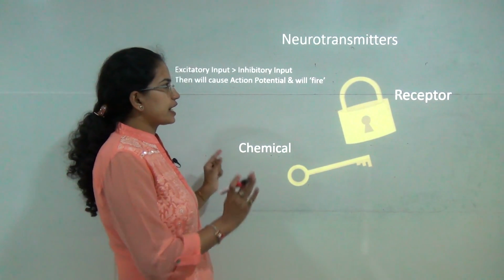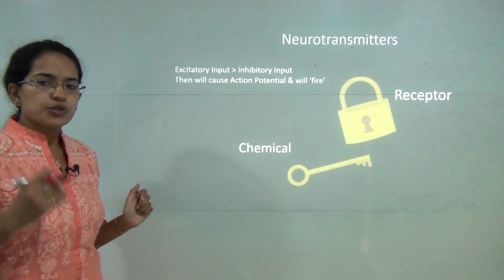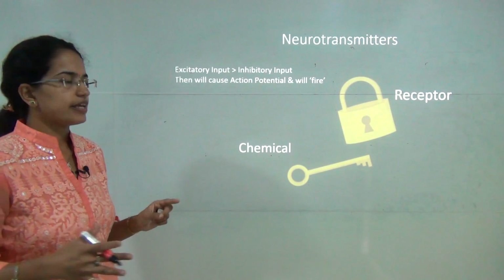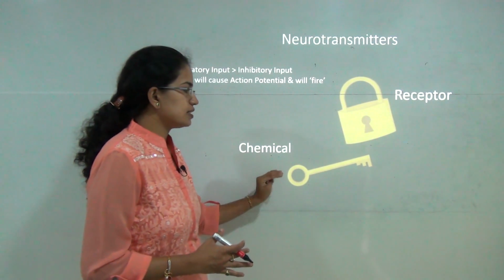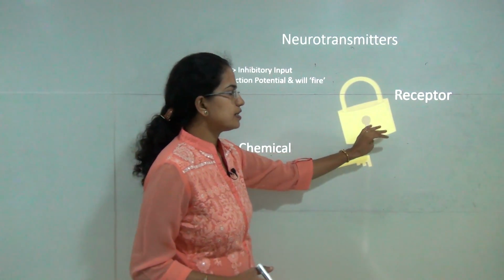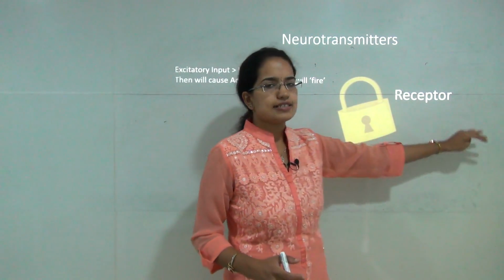Now the working of neurotransmitters. Neurotransmitters work like a lock and key. So the chemical message that comes in is the key to open the lock, that is the receptor.